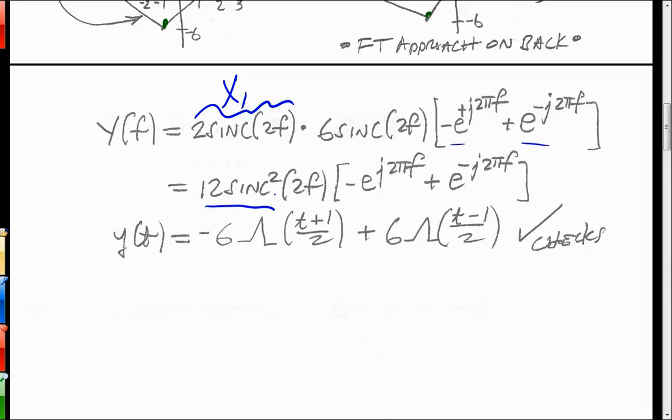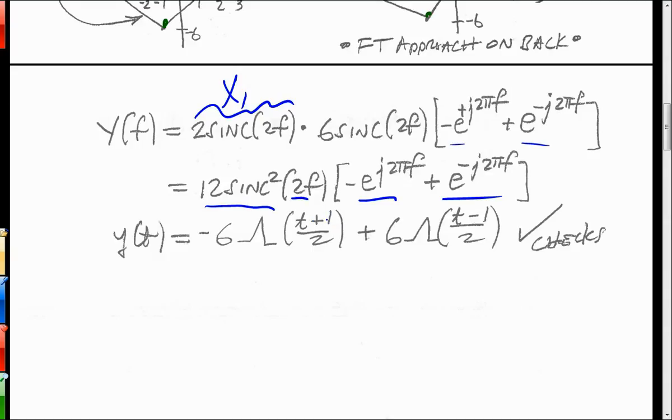And then when you go to inverse transform to get back to the time domain again, you're better off just leaving these two terms as they are, because they're multiplying the sinc squared, and that's the delay operator in the frequency domain. So you just look at the sinc squared 2f, and it goes back to a triangle, a triangle of t over 2 because of the 2 here.